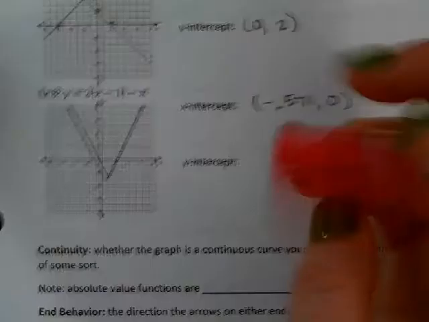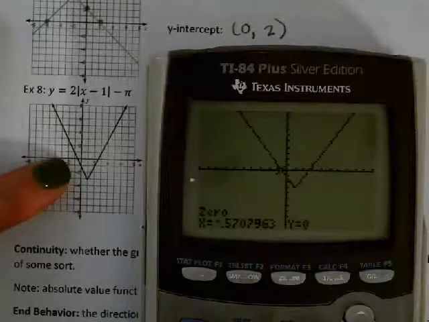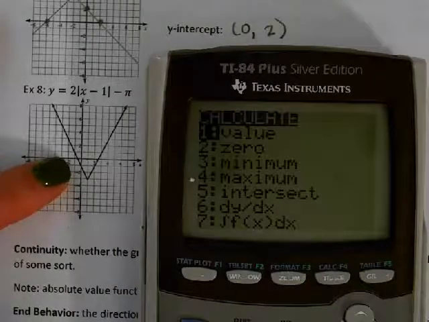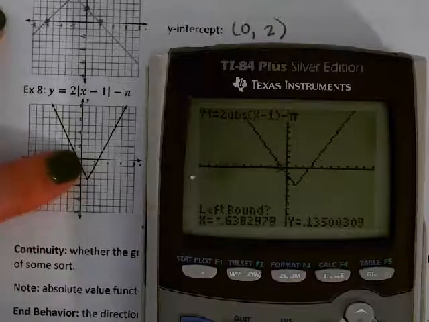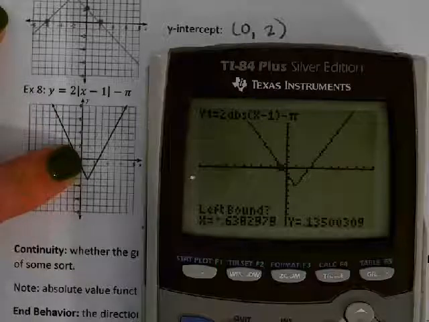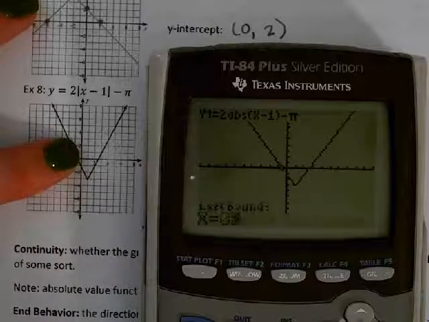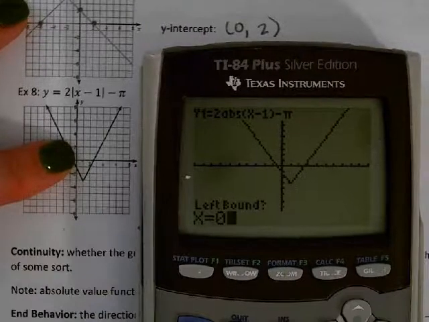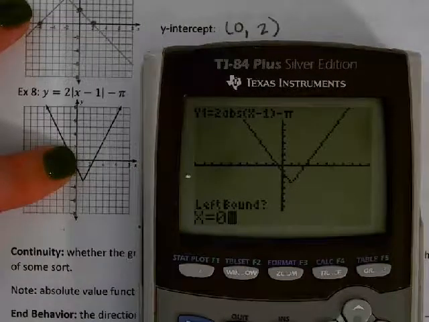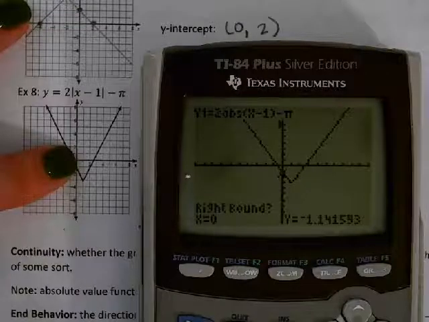So this time I'm going to do the left bound and the right bound again. Second trace, number 2. And this time when I do my left bound and right bound, I'm maybe going to say that my left bound is 0. And what could I put for my right bound? +4. Okay, so left bound is 0, and then I'll press enter. And for right bound, I'll put +4.